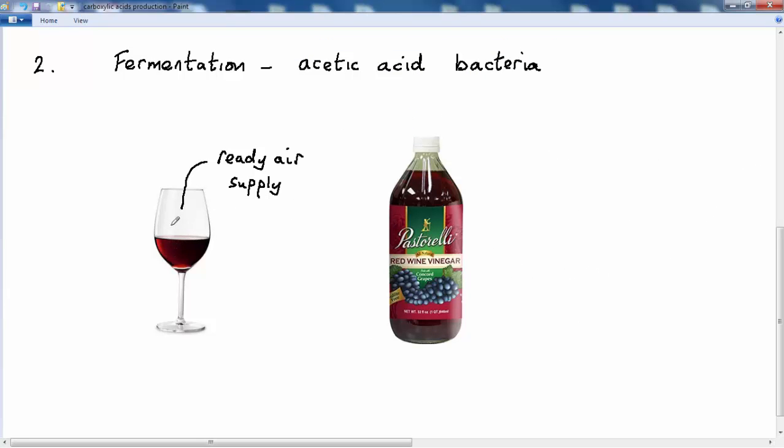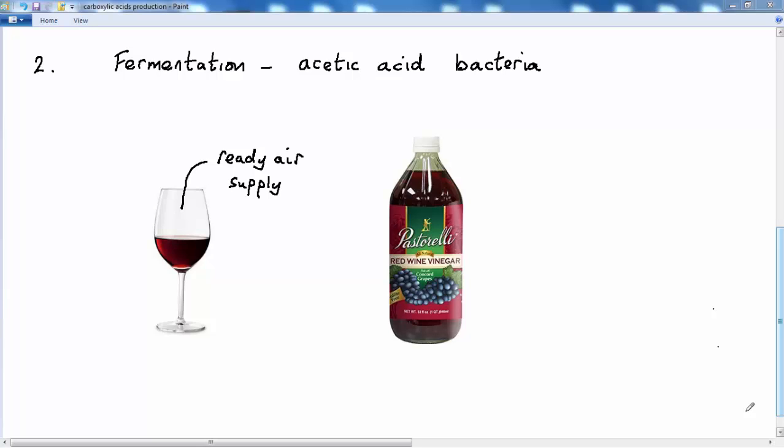Basically, if you leave a glass of wine, expose it to air, so there's a ready supply of oxygen, then this wine will gradually become fermented into vinegar, and to help this happen there is present in the wine and in the air around acetic acid bacteria, and these help to oxidize the ethanol present in the wine into ethanoic acid. Now the acetic acid bacteria can be purchased in packets, and you can add this to your bottle of wine to speed up the process.